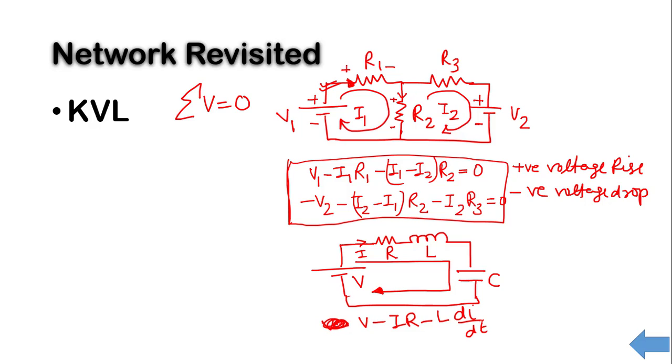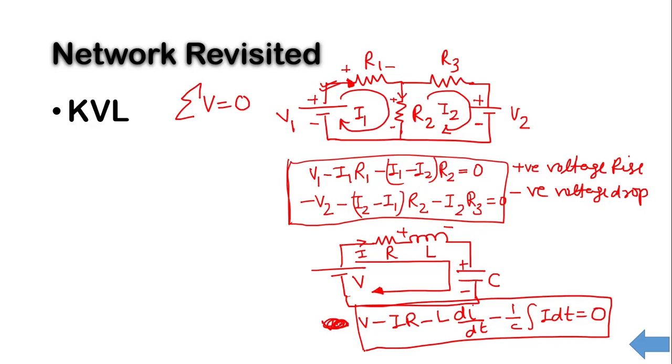In 5 or 7 minutes we will discuss why this L di by dt is the voltage drop across an inductor, and in the capacitor the voltage is given by 1 upon C integration of I dt, equal to 0. So that's how you can apply the KVL. Is it clear?